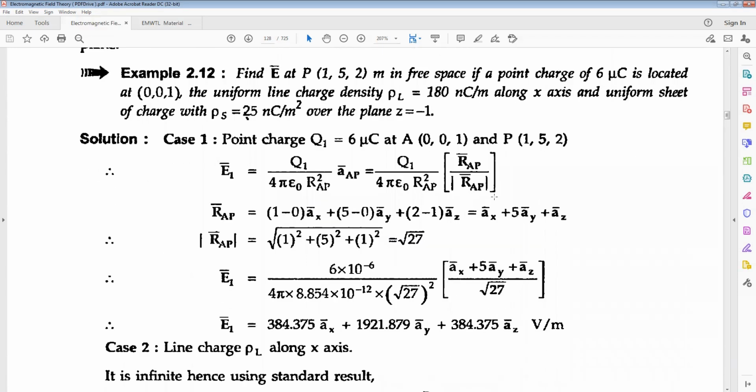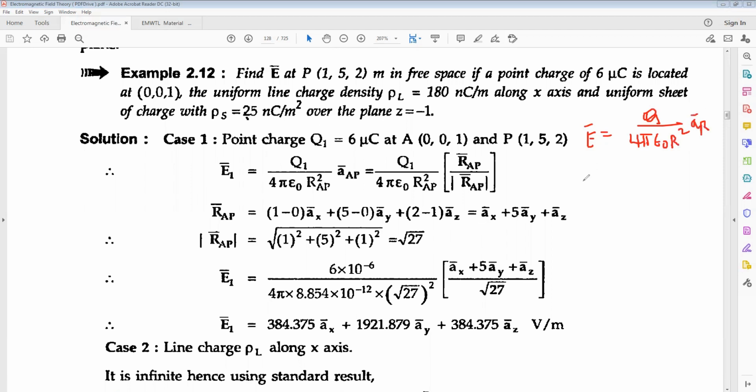And the next example you can see here. Find the E bar at a point P (1, 5, 2) meters in free space, if a point charge of 6 microcoulomb is located at (0, 0, 1), a uniform line charge density is given along the x-axis, and a uniform sheet of charge rho s is also given for the plane z equal to minus 1. For the point charge, the electric field intensity formula is E bar equal to Q by 4 pi epsilon naught R square into AR bar.